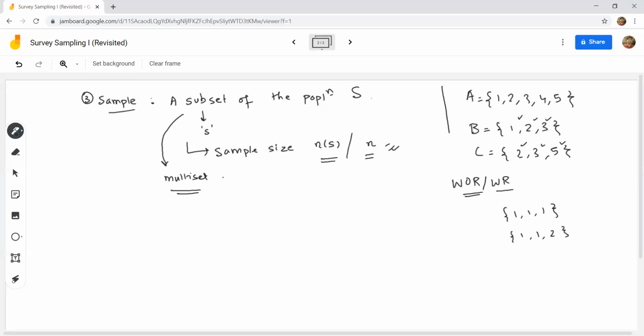We are not defining a subset in the mathematical sense, but, as I said already, in a multiset sense, so that you can allow repetitions within the set. This thing you need to keep in mind, that there might be repetitions within the subset.